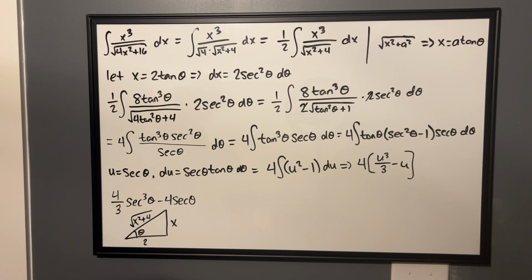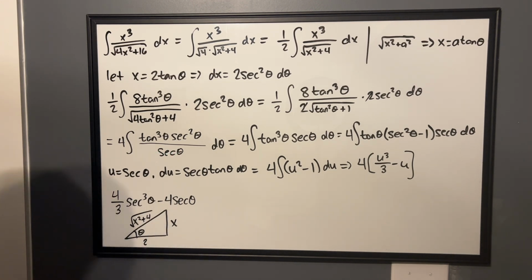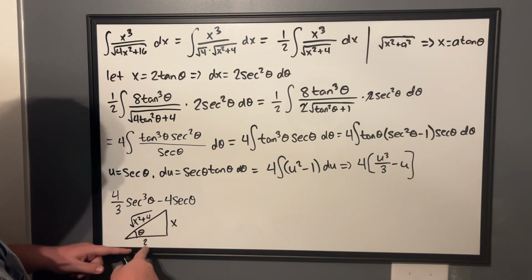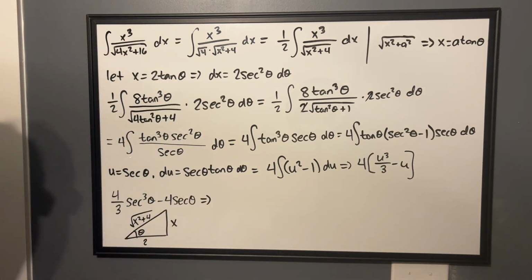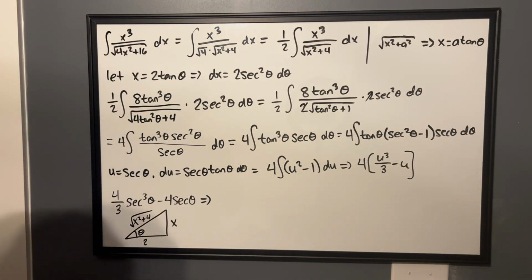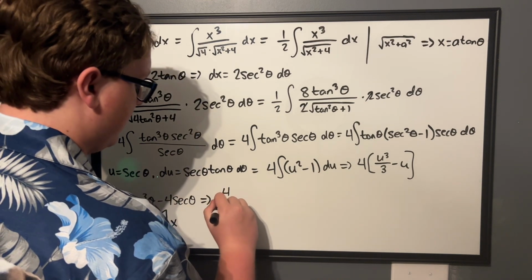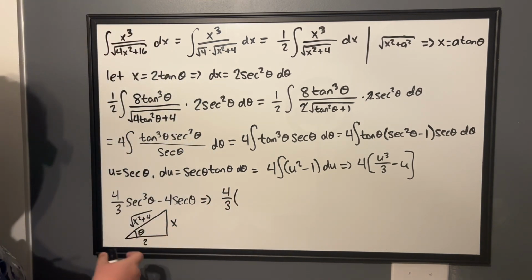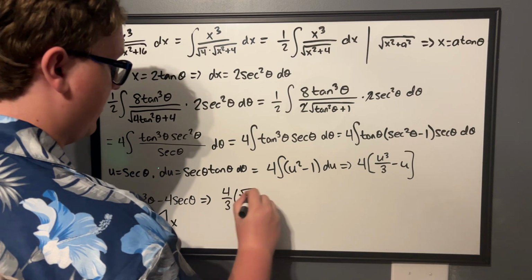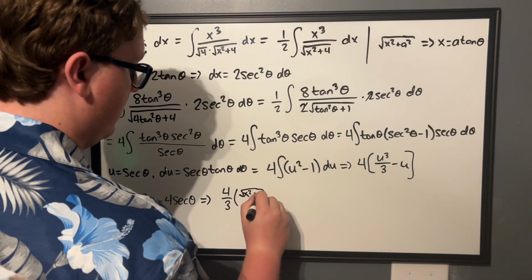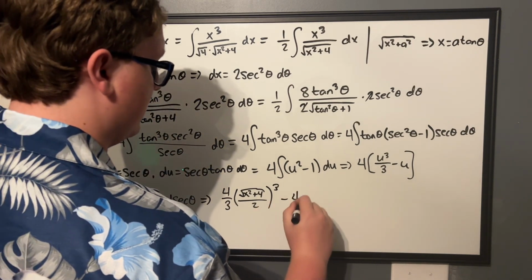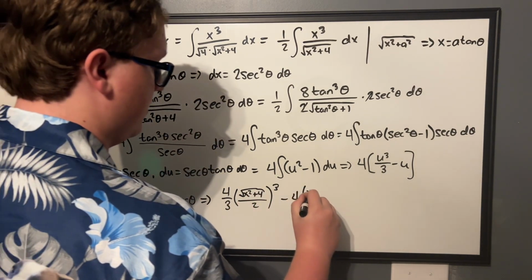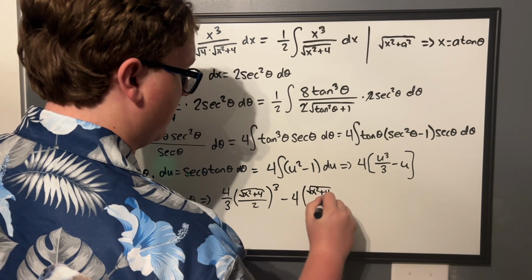So given that, we can find that secant theta is going to be equal to the hypotenuse over the adjacent. So secant theta is the square root of x squared plus 4 over 2. So we know that now. We can go ahead and rewrite all of those secant thetas in terms of x. So we're going to have 4 thirds times secant theta cubed, right, which is going to be the square root of x squared plus 4 over 2, cubed, minus 4 times secant theta, which was the square root of x squared plus 4 over 2.